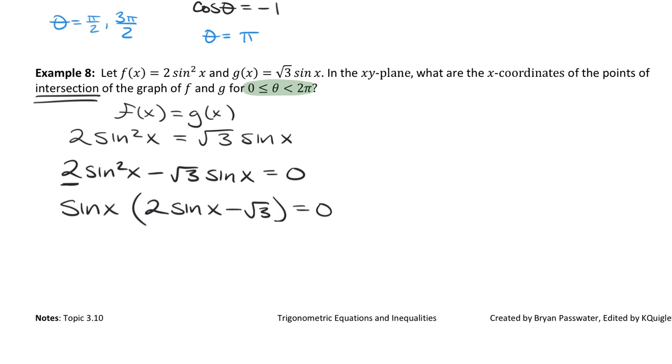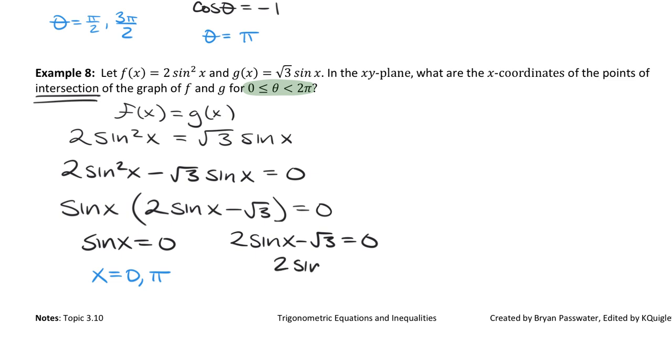Okay? So we're here. Now we set each of these two tiny equations equal to 0. Did we get here? Yes. Fabulous. Then we have to think to ourselves, what are the angles that would give me 0 for sine? Well, that's 0 and pi. And then for this other one, I still have to isolate the sine term. So I'm going to add square root 3 to the other side. Oops, I missed the x here. And then divide by 2. So this is sine of x equal to square root 3 over 2.